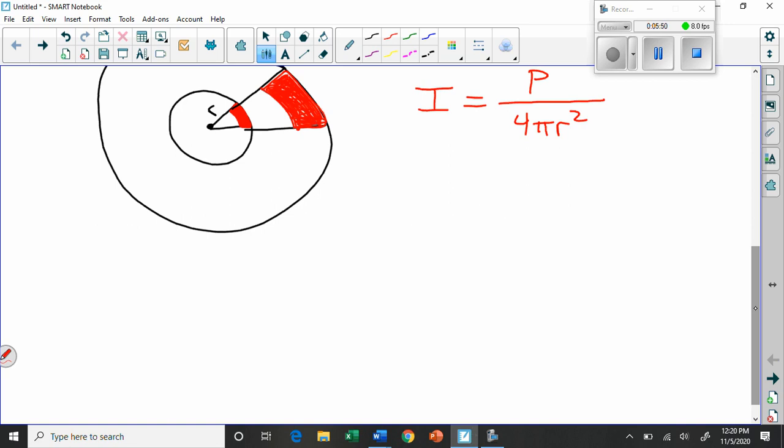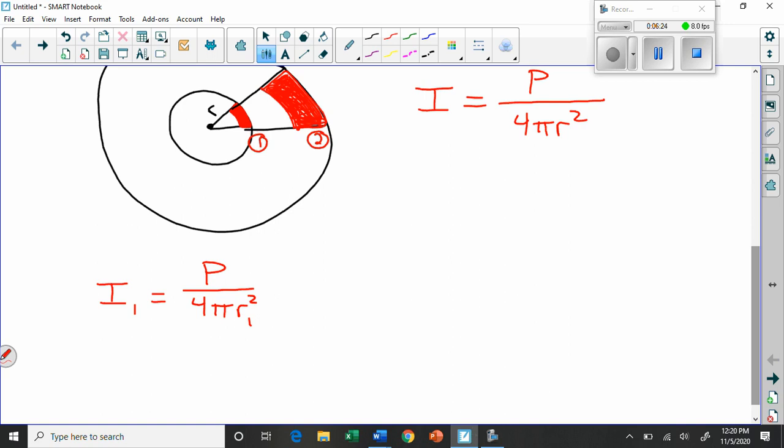Let's start with the intensity at position 1, which I'm going to call position 1, right there, right? And we're going to also call this one position 2. But we want to compare those two intensities to see how much louder or softer they got. We could say that this would be power over 4 pi r1 squared, right?